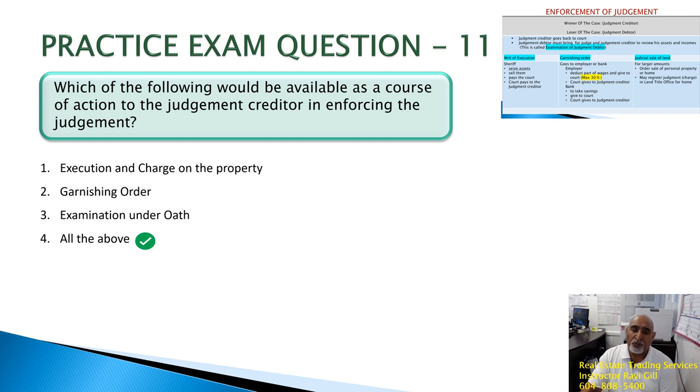Now, if we had said which one is the first step, then the first step would be something with the examination, and that would be the first one. So the same question could be reworded to say, what is the first available course of action of the judgment creditor in enforcing the judgment? Then it would be number 3.